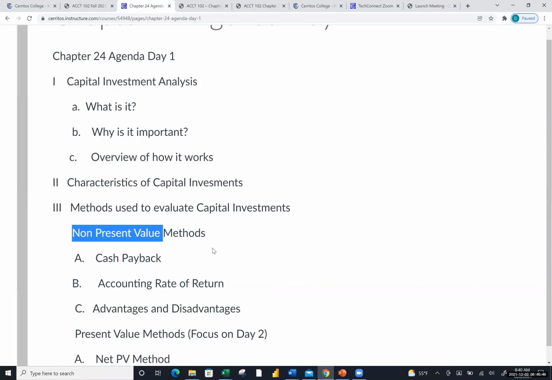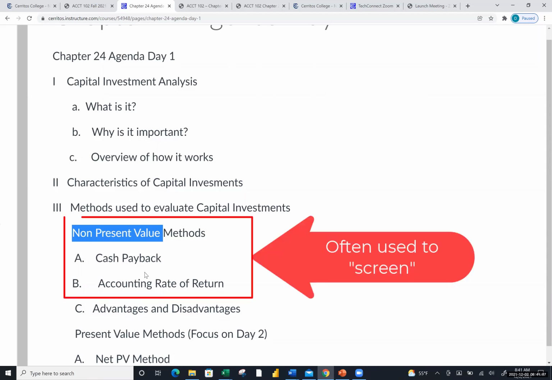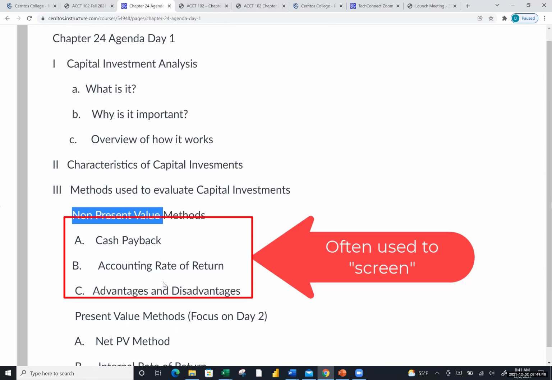Cerritos might say, hey guys, we have $2 million worth of grant money to fund any improvement programs for education. Send us your proposal. And they get like 50 or 60 different proposals from across the company or from across the campus. They may use these first two to screen proposals. And then those proposals that meet the first set of criteria will then be subject to more advanced methods of capital investment methods, which do involve the present value.